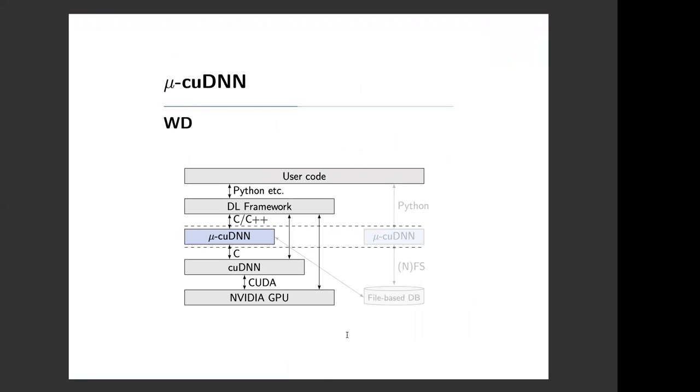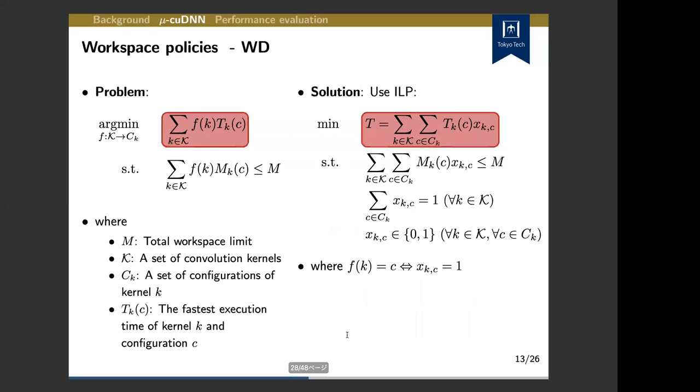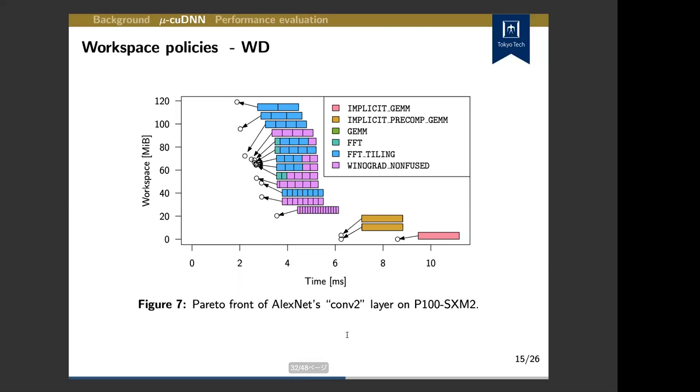Okay, then I'll explain workspace division. I think I should show a figure first because there is a lot of math here. So the problem is, if we have a fixed size of workspace, which is the case in many deep learning frameworks, how much can we combine different microbatches and different algorithms. And this figure shows the answer in the second convolutional layer of AlexNet.